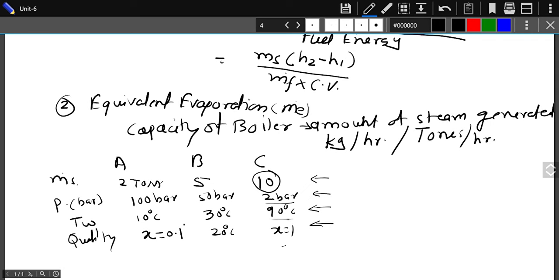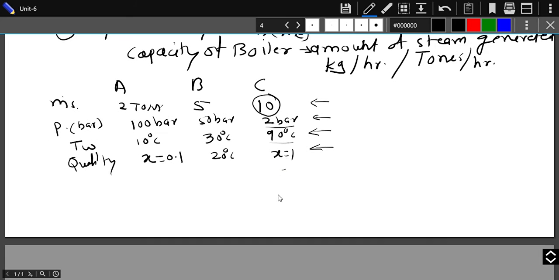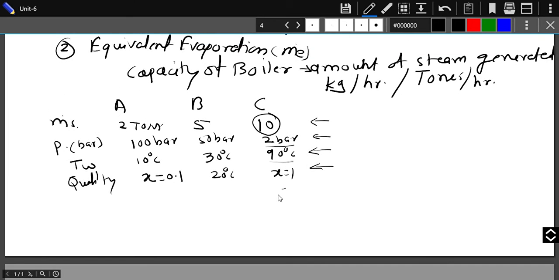Are you getting this point? So what I have to do is provide some uniform platform so that I can get the exact value. I can't use the scale of measuring capacity here for mass, and here I cannot use it for pressure. Here I can't use the inlet water temperature. Here I can't use the dryness fraction.